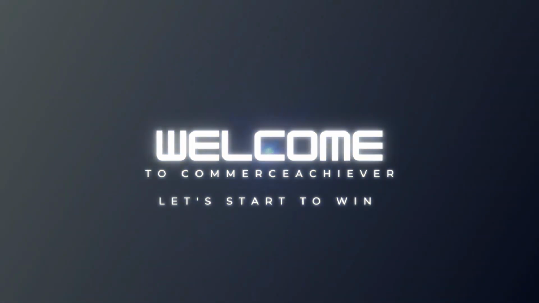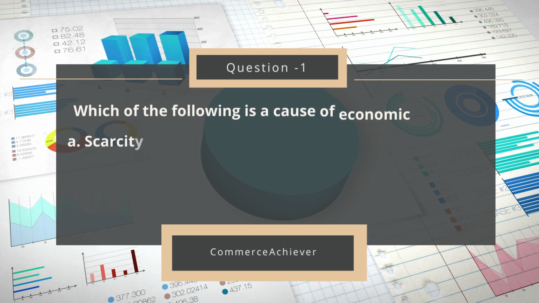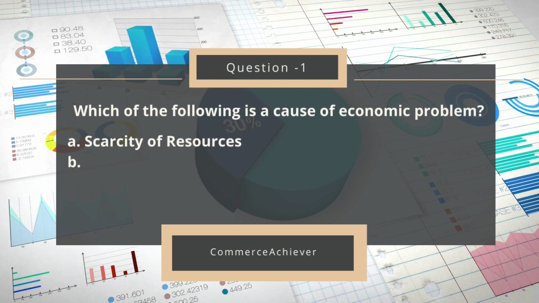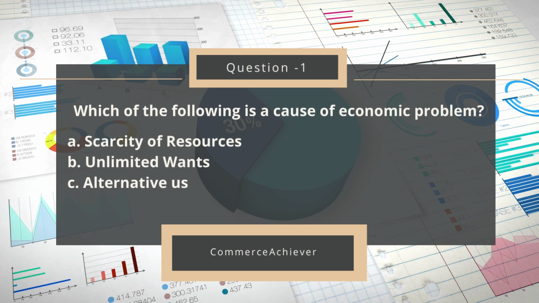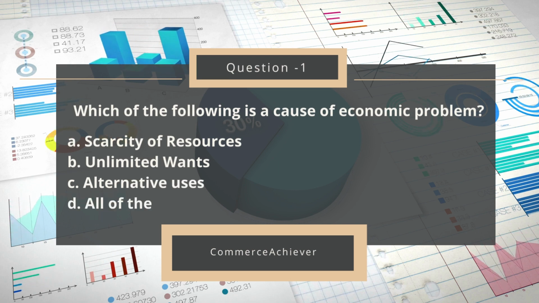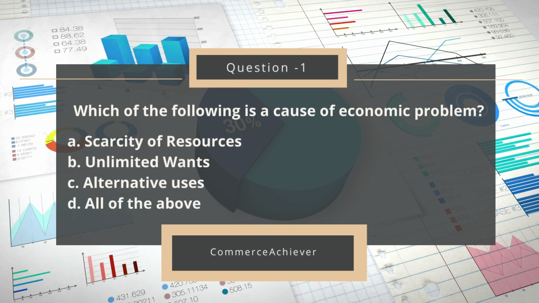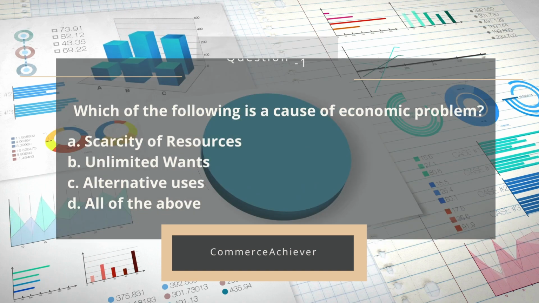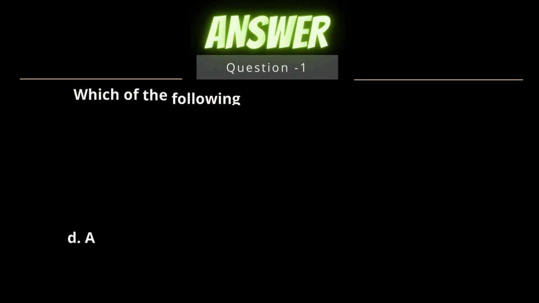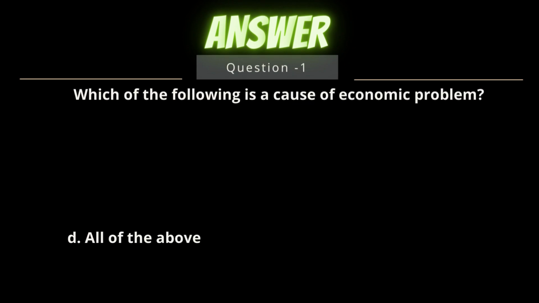Let's begin our today's session with Economics MCQ. Question number 1: which of the following is a cause of economic problem? A. Scarcity of resources, B. Unlimited wants, C. Alternative uses, and D. All of the above. The answer is D. All of the above.